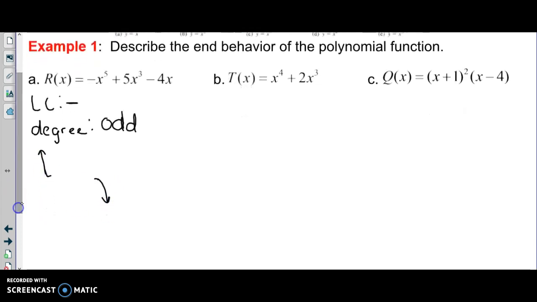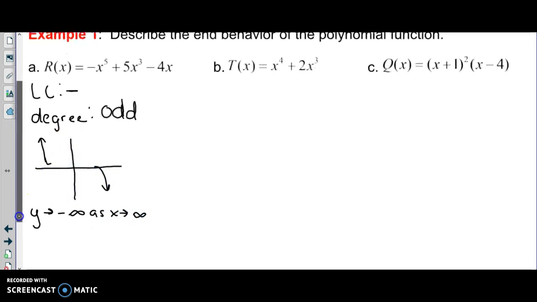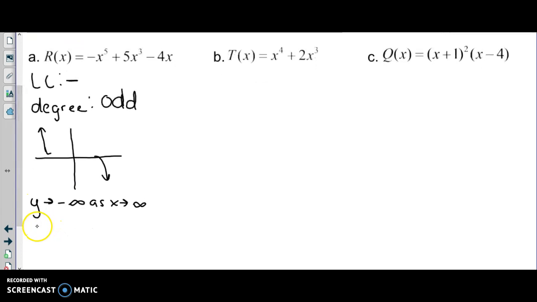So when writing this information out, I know y goes to negative infinity as x goes to positive infinity. It's almost like what happens if you draw a graph here, your table. Then I look at y goes to infinity as x goes to negative infinity.